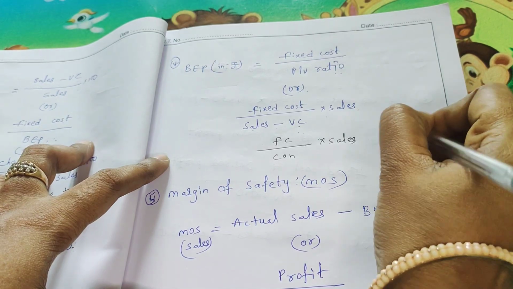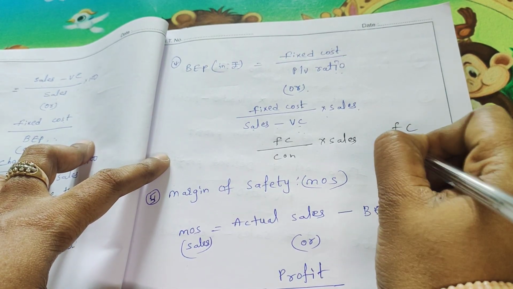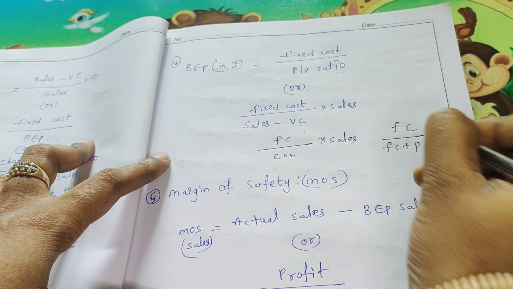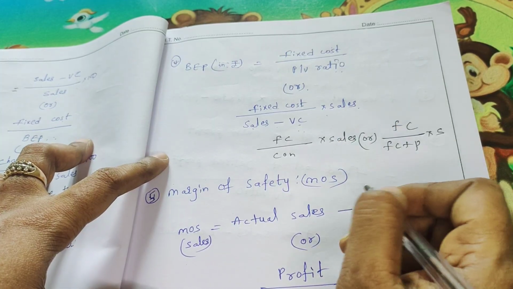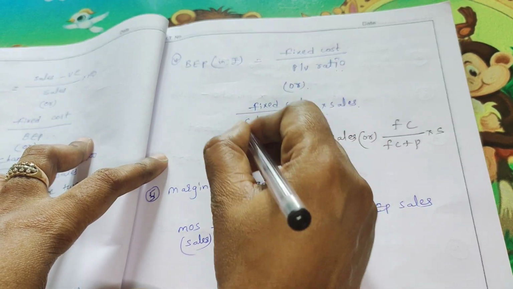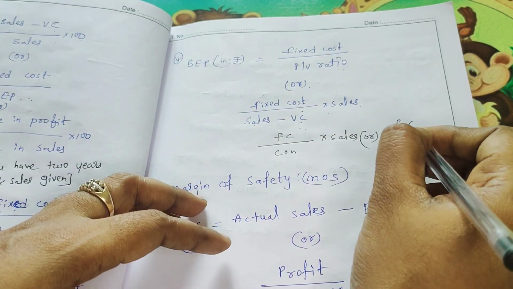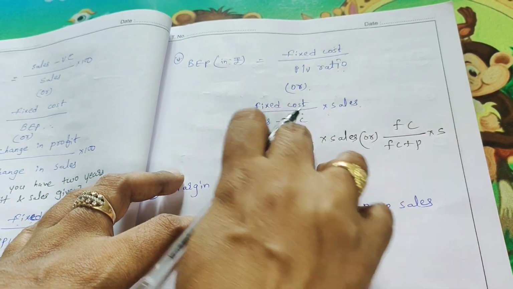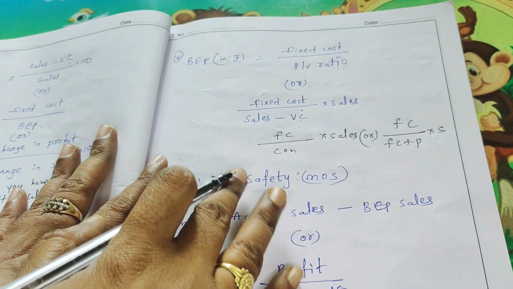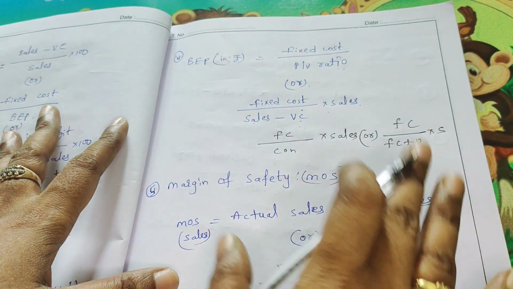Or else fixed cost divided by fixed cost plus profit into sales. Because the contribution formula changes according to the given details, we can apply this formula or this formula or this formula or this one, depending on the given details in the problem.